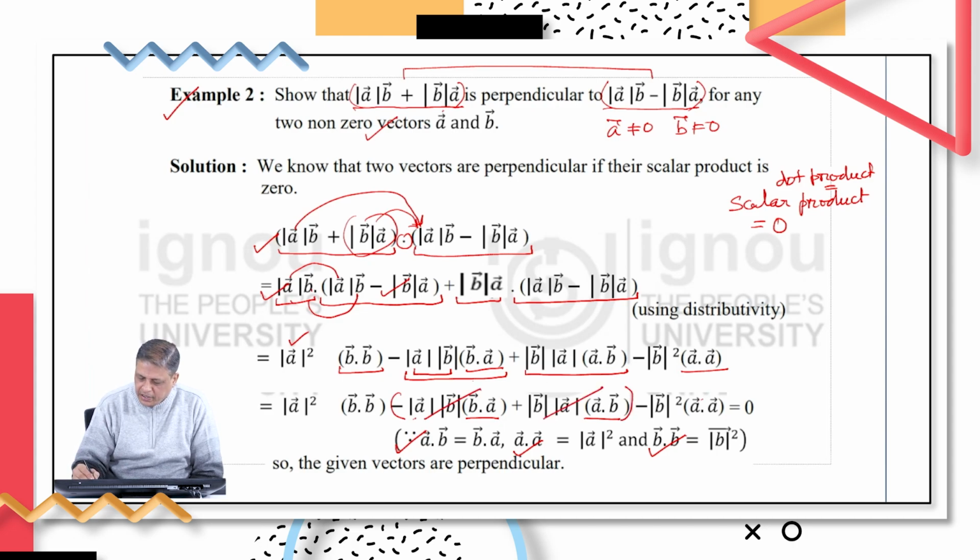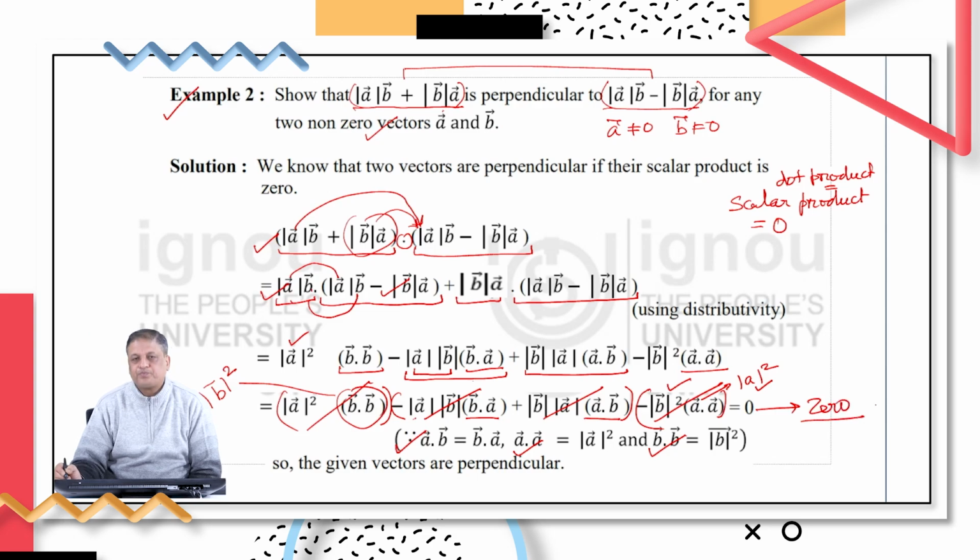Secondly, A dot A is magnitude of A square and B dot B is magnitude of B square. So again we are having these two terms, this term and the last term, they are of the opposite sign. We are having magnitude of A square into magnitude of B square, and the last term will be magnitude of B square into magnitude of A square. So they will also cancel out, as a result of which the final result is 0.